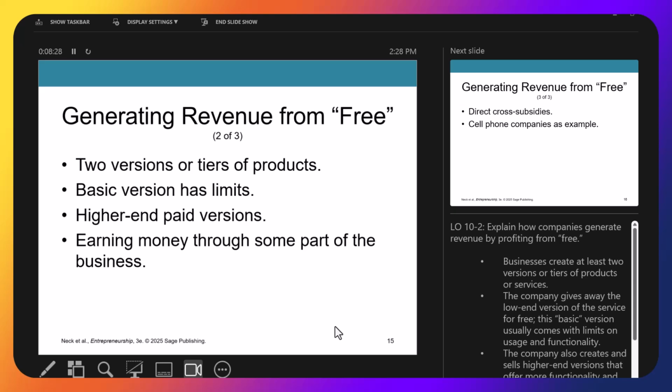Continuation of two versions or tiers of products. The basic version has limits, and the higher-end paid versions earn money through some part of the business. So we just talked about that.